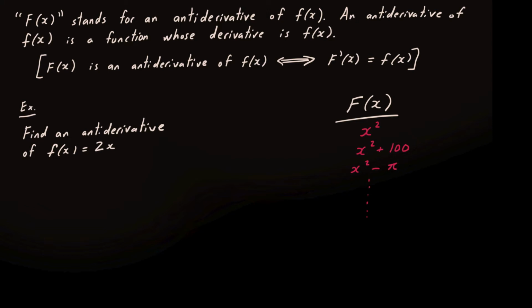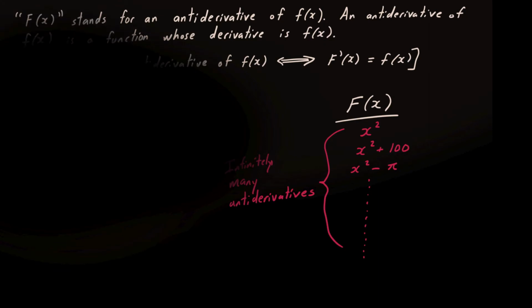X squared plus 100 fits the bill. X squared minus pi fits the bill, and so on and so on and so forth forever. Infinitely many functions fit the bill. The derivative of all these guys in wild cherry red here, in all cases, is 2x. And this is precisely why we phrase it as an antiderivative of lowercase f rather than the antiderivative. It highlights a huge difference between Cal 1 and Cal 2. A differentiable function only has one derivative, but if a function has an antiderivative, then it has infinitely many.